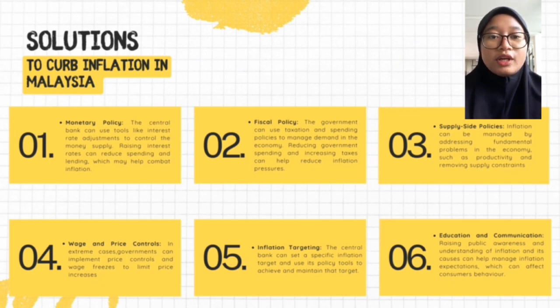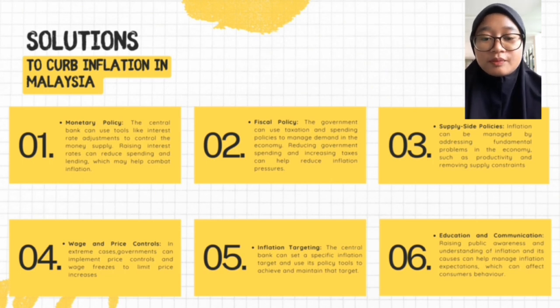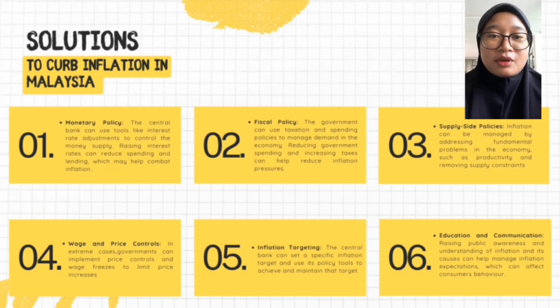Number 1. Monetary policy. The central bank can use tools like interest rate adjustments to control the money supply. Raising interest rates can reduce spending and lending, which may help combat inflation. Number 2. Fiscal policy. The government can use taxation and spending policies to manage demand in the economy. Reducing government spending and increasing taxes can help reduce inflation pressures.